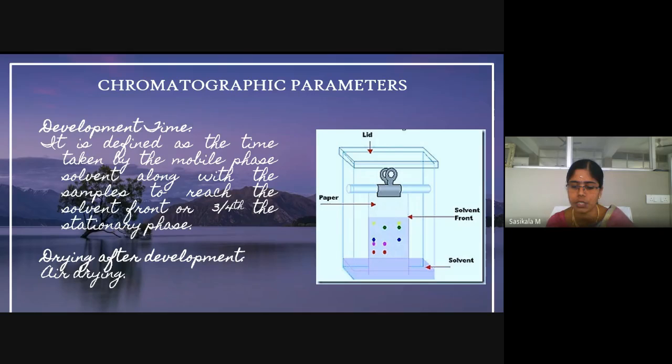After performing, we need to dry the paper well. Just as you receive the Whatman filter paper fresh before using, likewise at every step we need to dry the paper carefully. So this is the development time and drying after development.